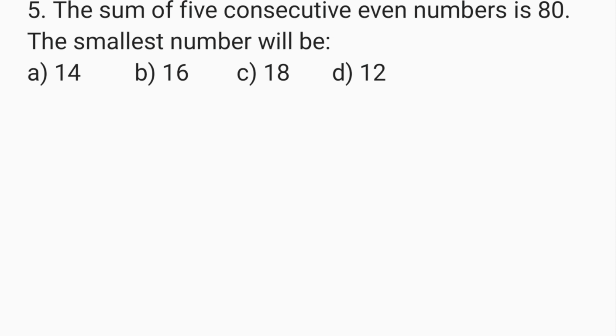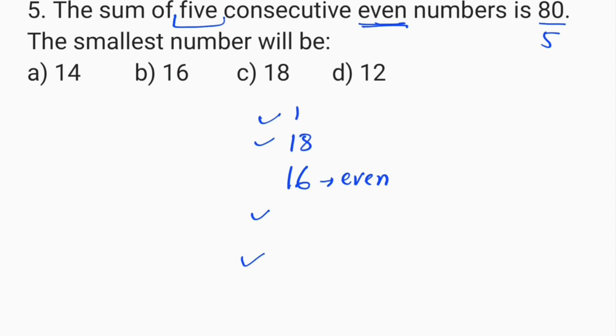Okay. And now we have question number 5. The sum of 5 consecutive even numbers is 80. The smallest number will be. Since they are talking about 5 consecutive even numbers, we will divide this by 5, and what do we get? 16. And since 16 is an even number, we now need 4 more numbers. So 2 numbers will be more than this and 2 numbers will be less than this. More than 16, keep in mind even numbers: there is 18 and there is 20. Less than 16, there is 14 and there is 12. And the smallest number is 12. So this is our answer.